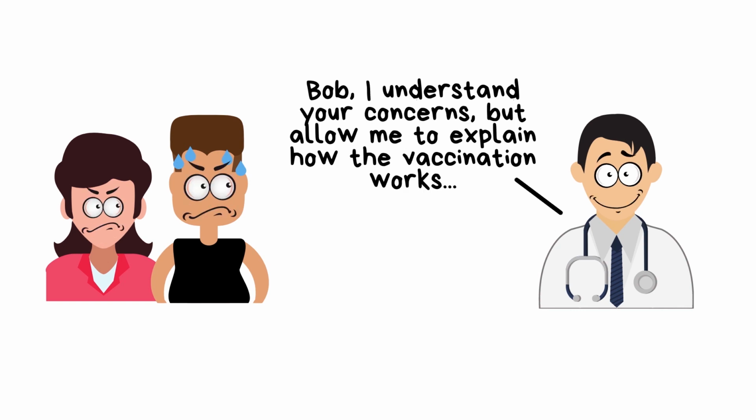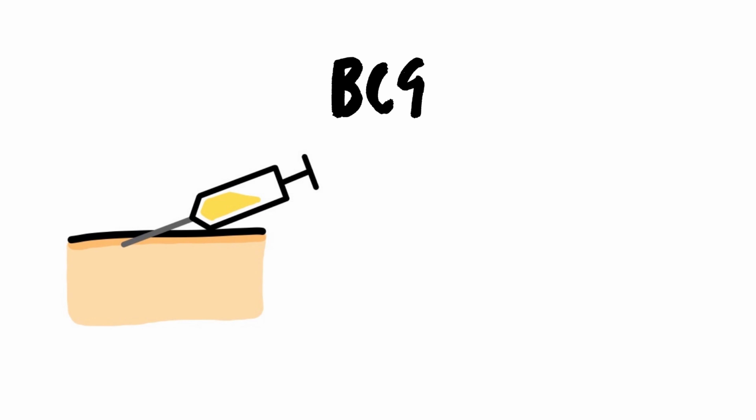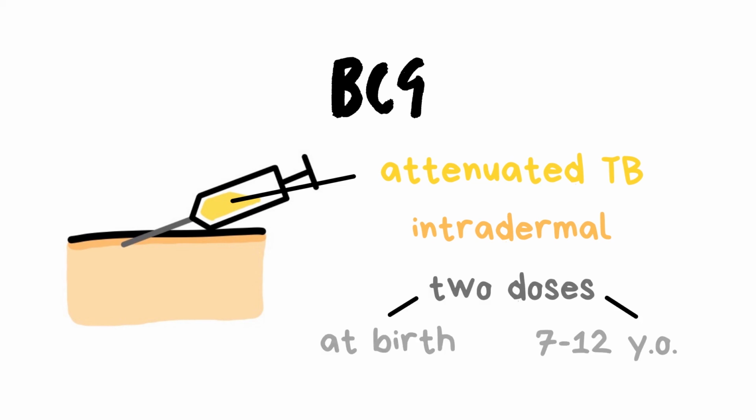Bob, I understand your concerns, but allow me to explain how the vaccination works. You see that lump on my left arm? Well, this lump over here indicates that I've taken the BCG vaccine, which is the vaccine for tuberculosis. Inside this vaccine is the presence of attenuated TB, which are weakened Mycobacterium tuberculosis. BCG is an intradermal injection, and there are 2 doses that people should take. One at birth and a booster shot when they are 7 or 12 years old.